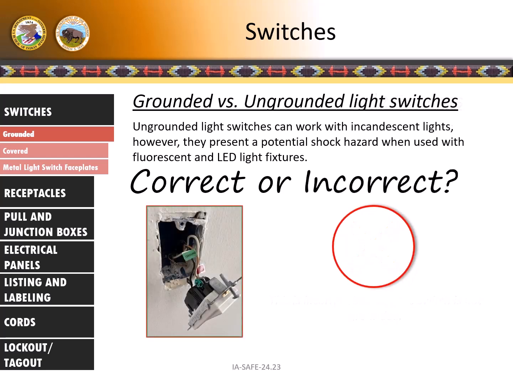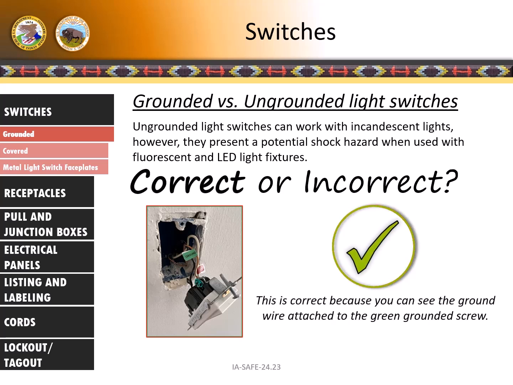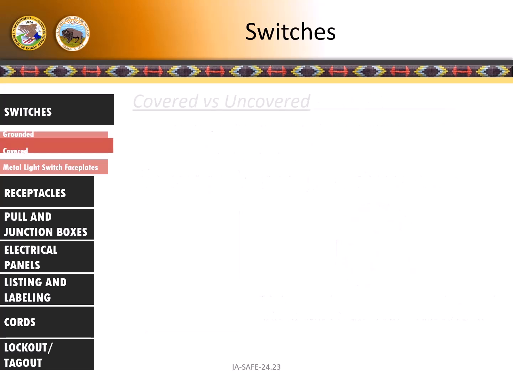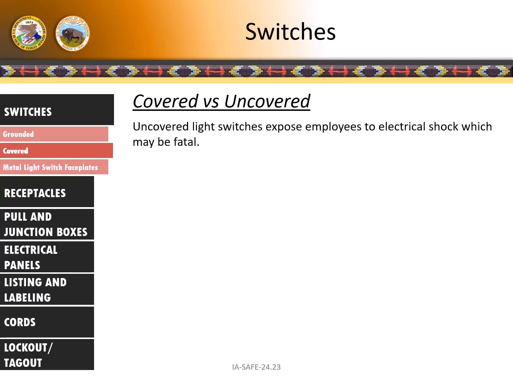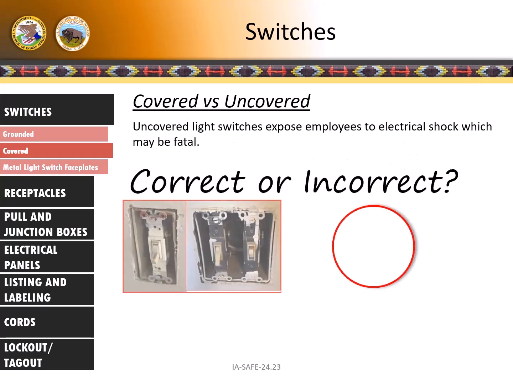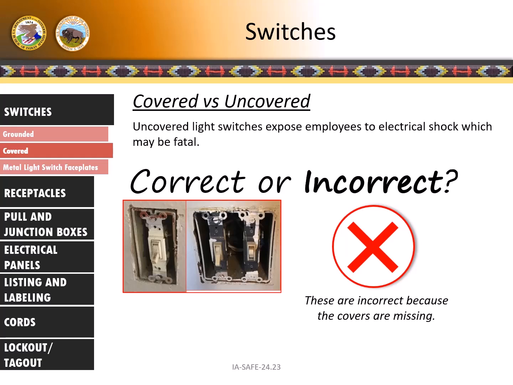Is this example correct or incorrect? This is correct because you can see the ground wire attached to the green grounded screw. Covered versus uncovered. Uncovered light switches expose employees to electrical shock, which may be fatal. Are these examples correct or incorrect? These are incorrect because the covers are missing.